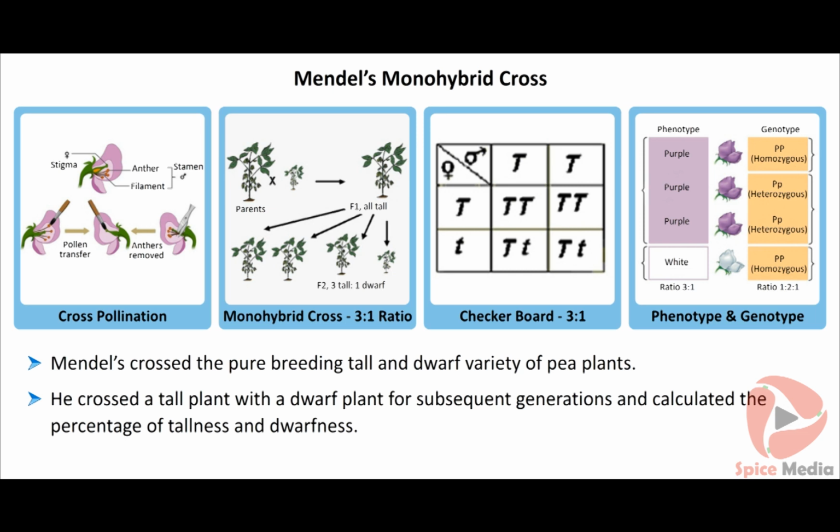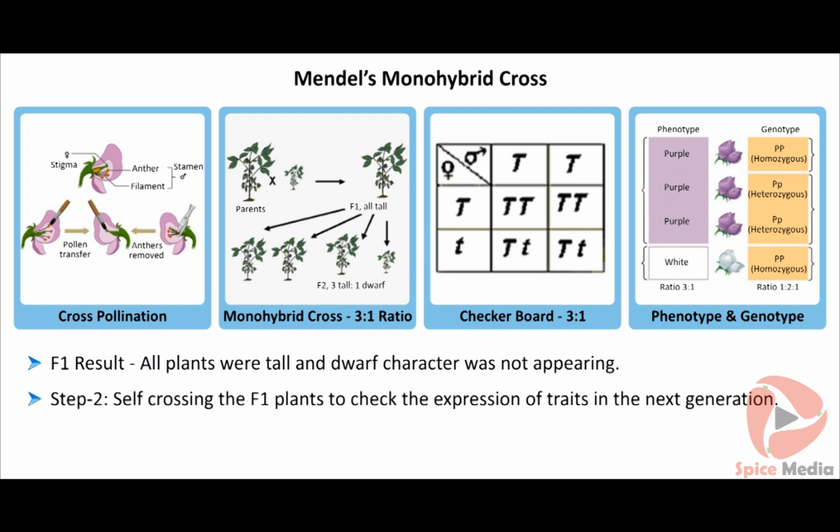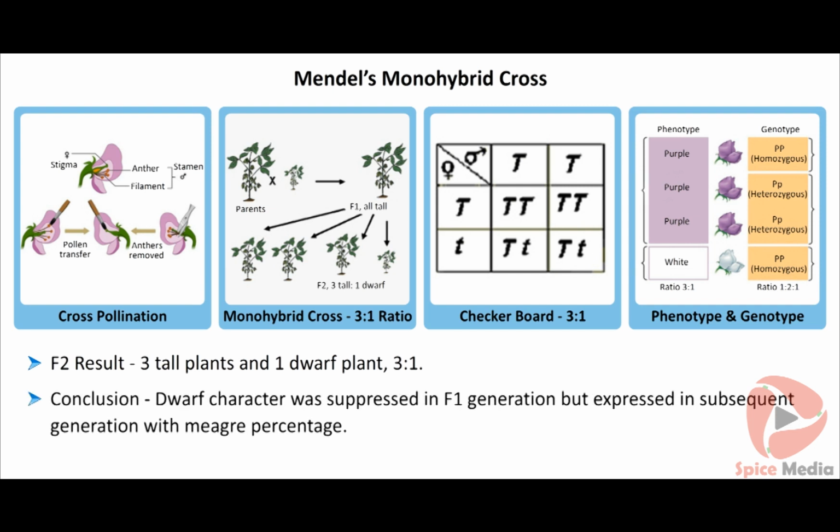When a pure breeding tall plant was crossed with a pure breeding dwarf plant, all plants were tall in the first filial generation, F1, and dwarf character was not appearing at all. He self-crossed the F1 generation to check whether dwarf characters will express in the next generation. As he expected, dwarf character was expressed in F2 generation with the ratio of 3 tall plants and 1 dwarf plant. At the end of the experiment, he concluded that dwarf character was suppressed in the F1 generation but expressed in the subsequent generation with meager percentage.